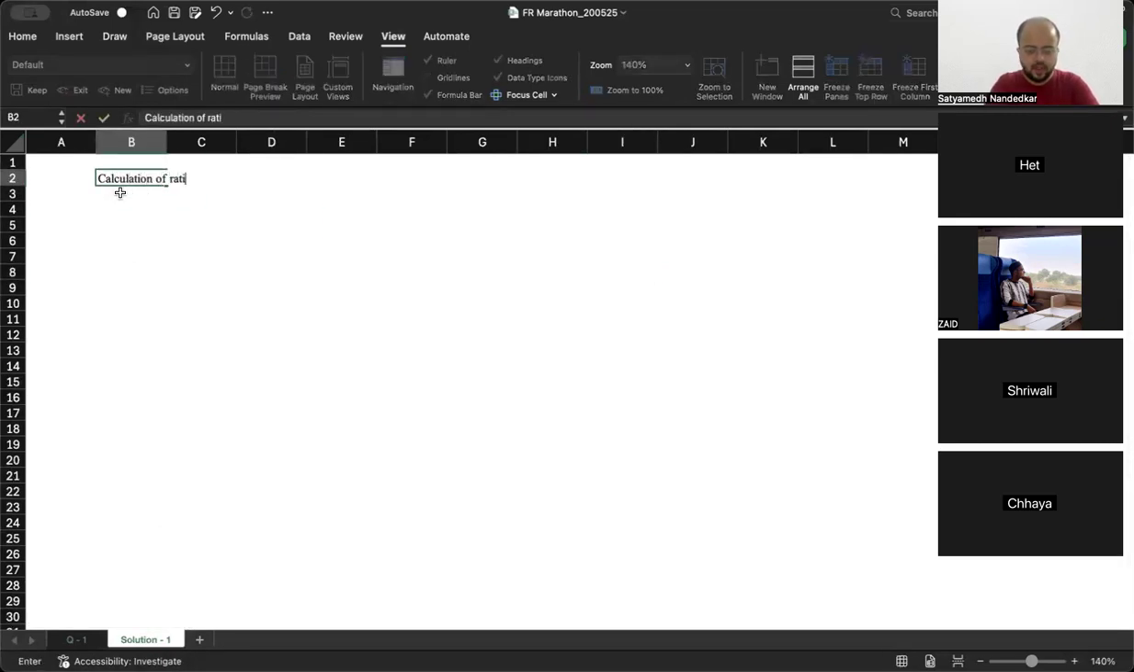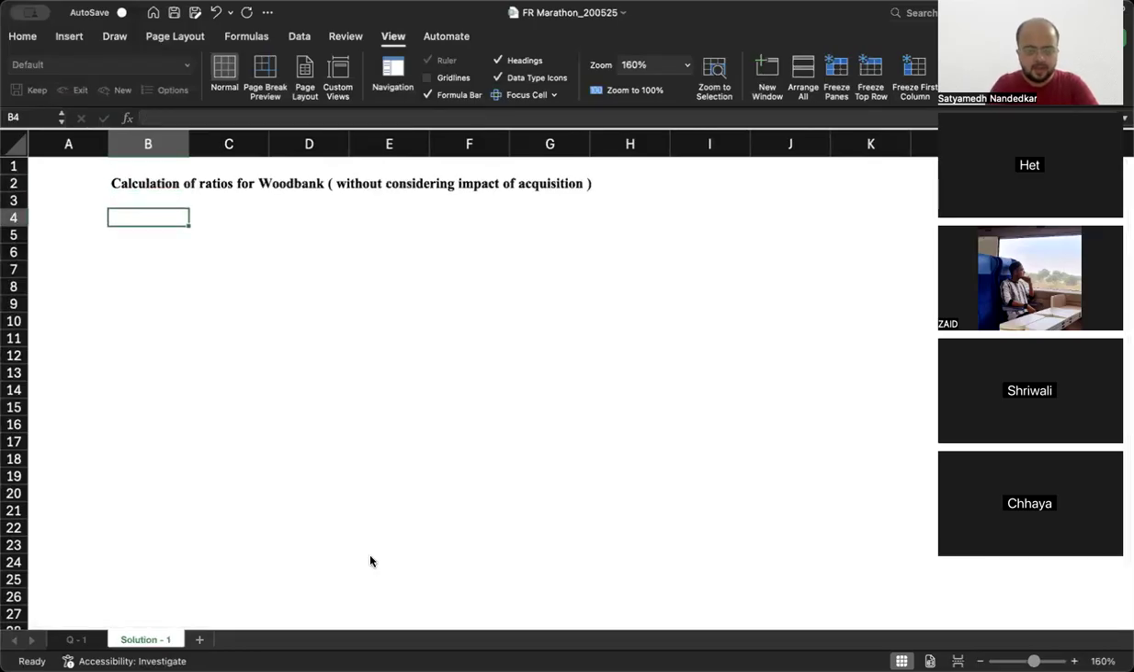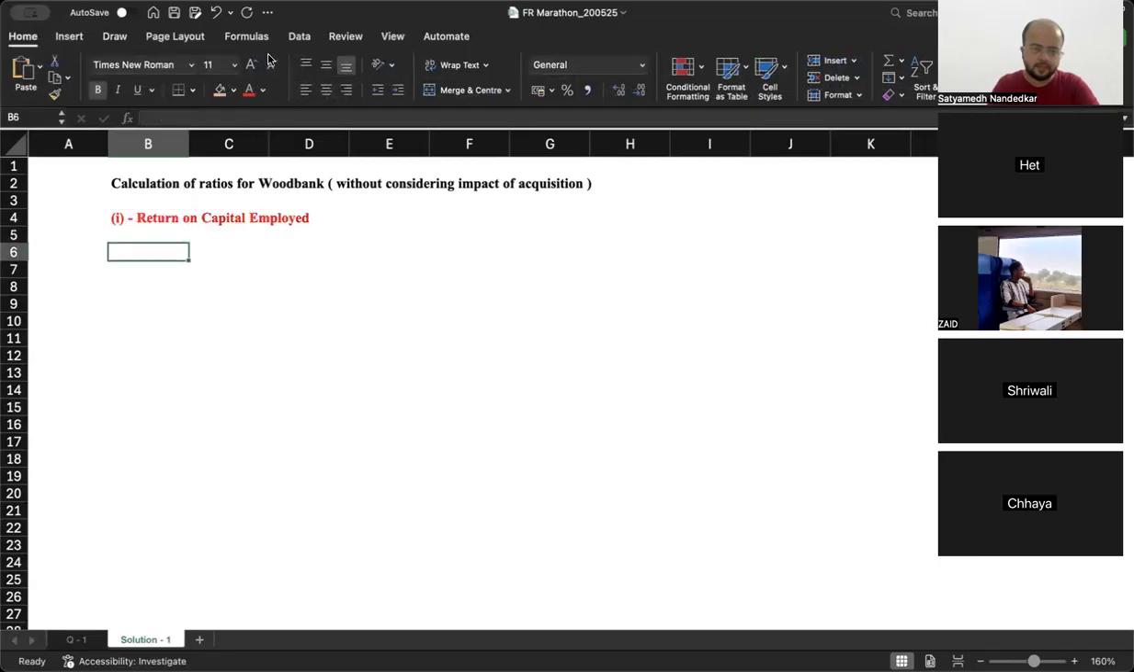So calculation of ratios for Wood Bank without considering impact of acquisition. The first one is return on capital employed. How do you do it? ROCE is PBIT upon capital employed. Now, I will write the explanation here. Calculation I will do here.